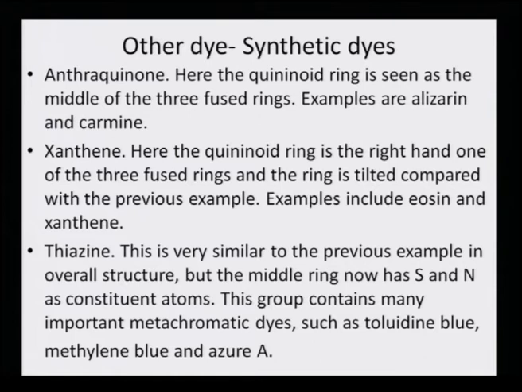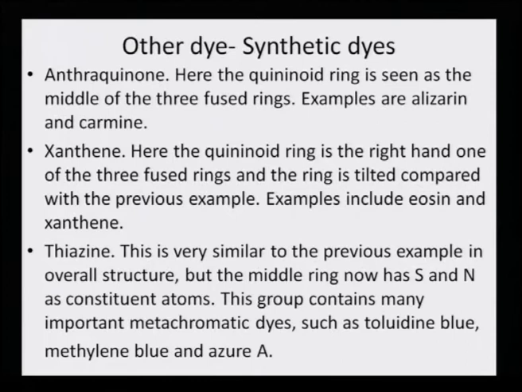Here the quinoid ring is seen as the middle of the three fused rings. For example, alizarin. Just a while ago we saw the structure of alizarin and carmine. Xanthene is another class of dyes. Here the quinoid ring is the right hand one on the three fused rings, and the ring is tilted compared with the previous example. Examples of xanthene dyes would be eosin and xanthene itself.